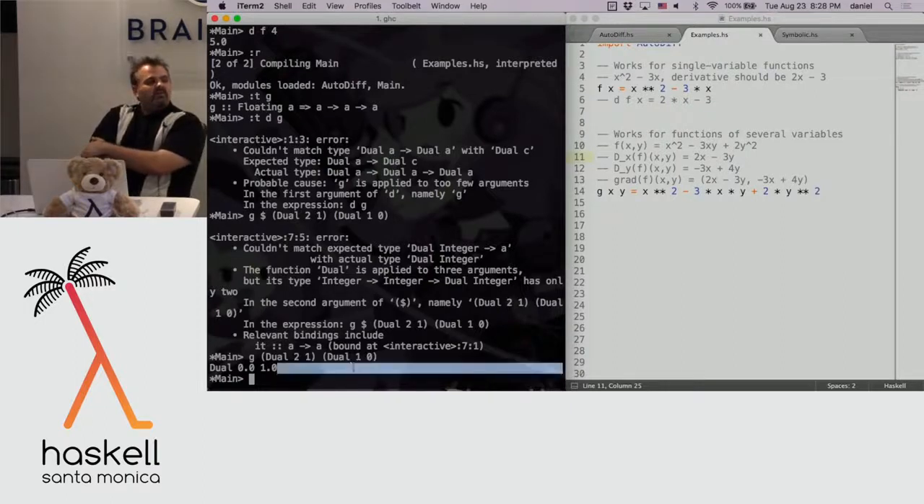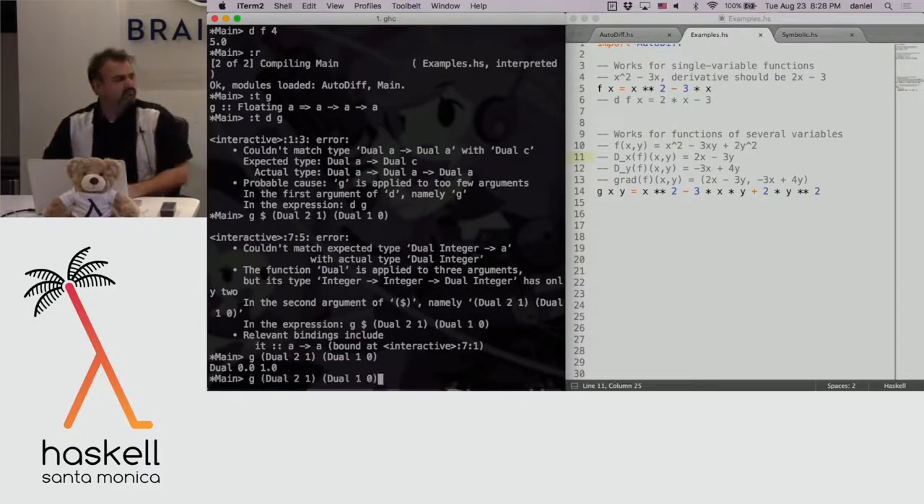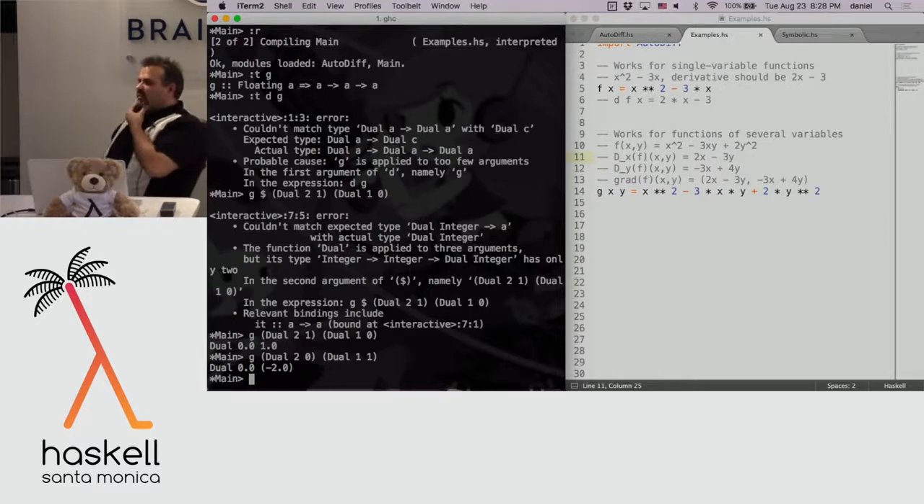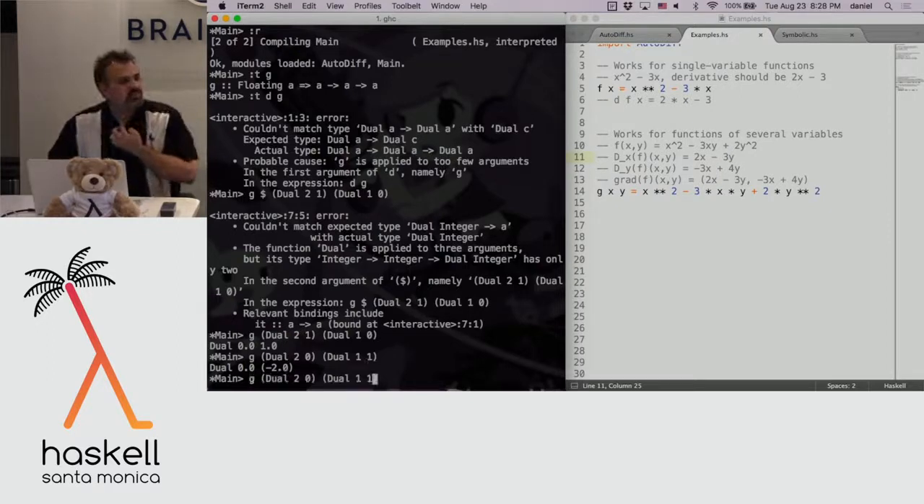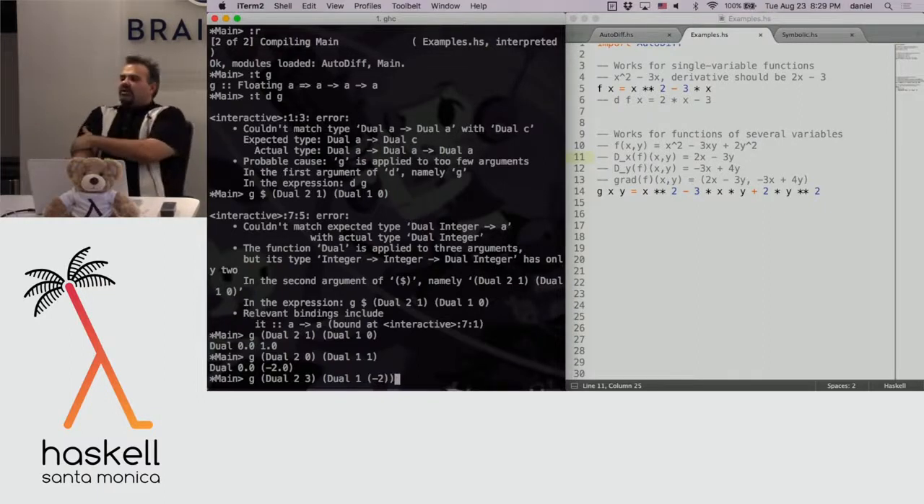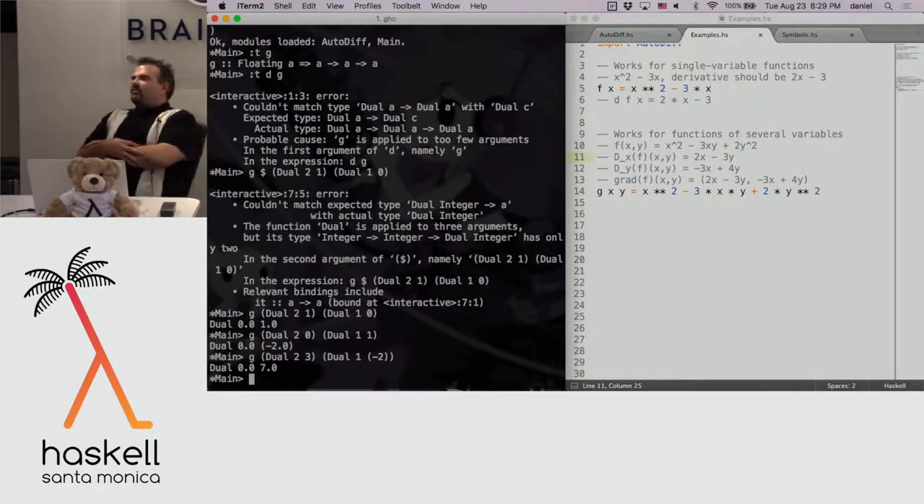So this is the partial derivative with respect to x. We could do the partial derivative with respect to y. And usually people want to take a gradient, or they want to take the derivative with respect to a vector. So if I have a vector like 3 and negative 2, you think of that as being a direction. And you say, okay, I want to take the derivative of this function in the direction 3, negative 2. And we get it for free.